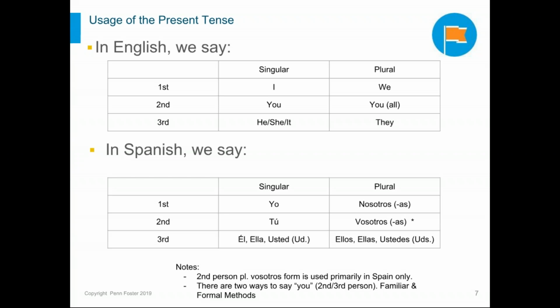As you can see on the note on the bottom of the page, a word like vosotros, the second plural that I mentioned a minute ago on the previous slide, does mean "you" in a plural context in a familiar way, but it's really just used in Spain and not something that you'll need to be familiar with for your program with Penn Foster.